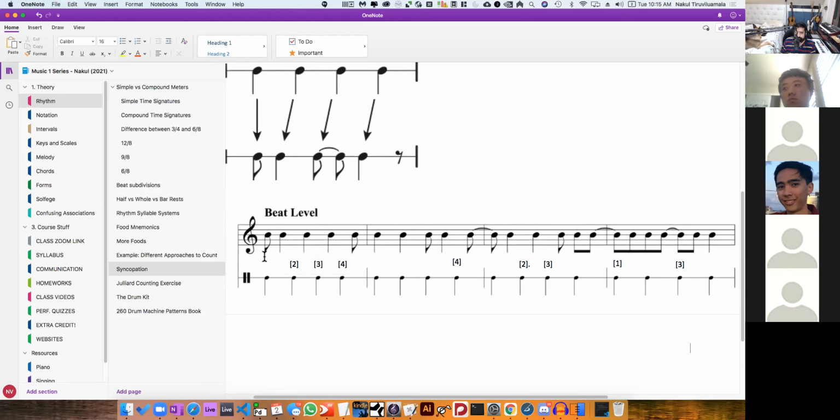So here, I guess this is 1 and, right? I like the disambiguation of brackets. Okay, so then 1 and 2 and 3 and 4 and, okay? So the brackets represent the beats that are actually obfuscated, but feel those beats, right? Still feel those beats. So you can whisper them.